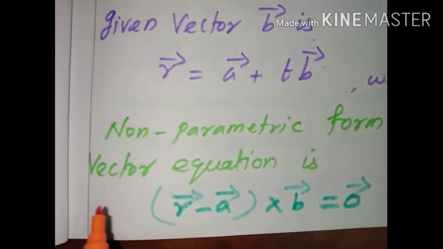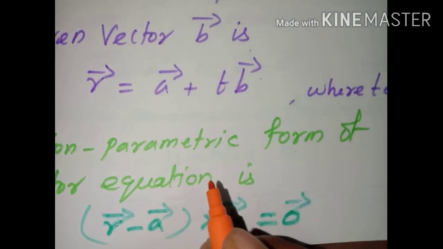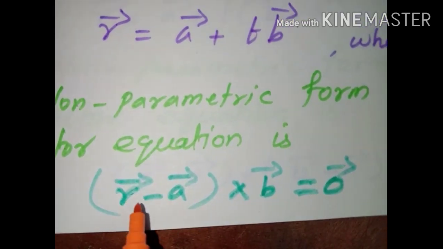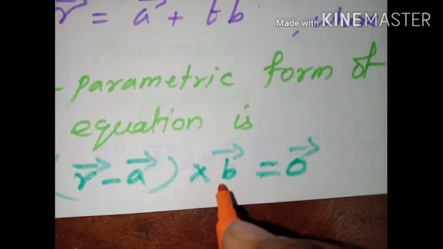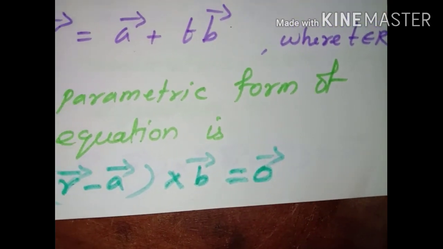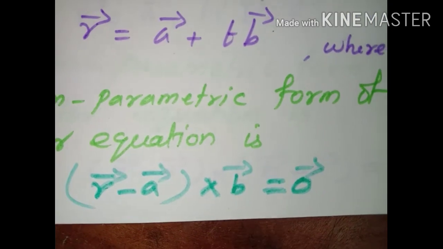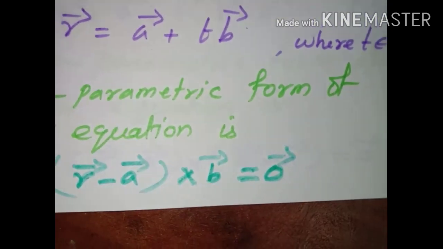Now the second point, the non-parametric form of the vector equation. The non-parametric form is (r vector minus a vector) cross b vector equal to 0 vector.